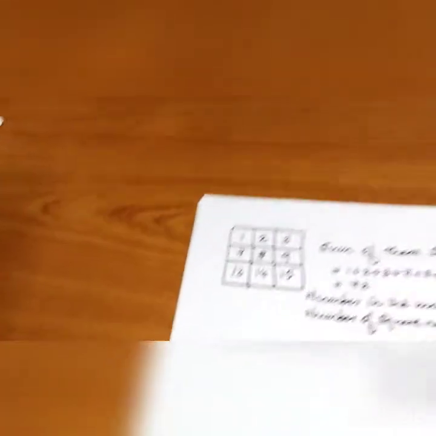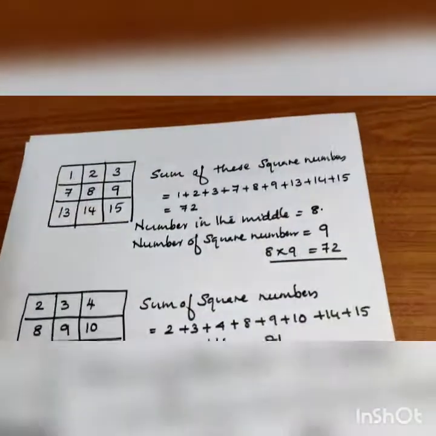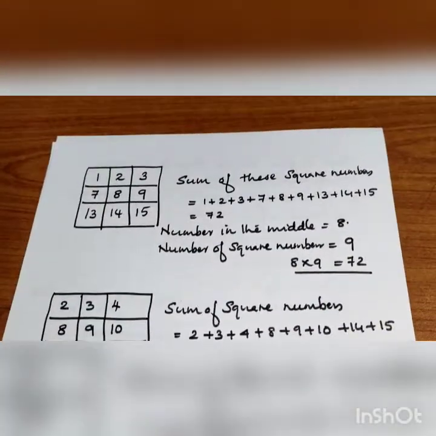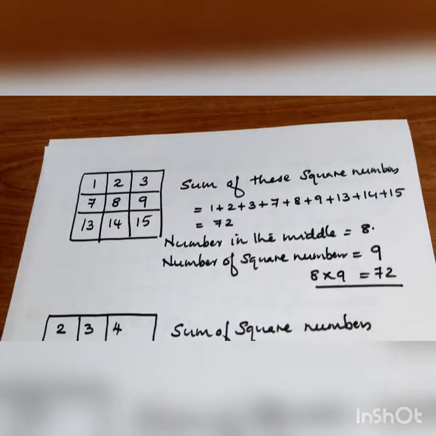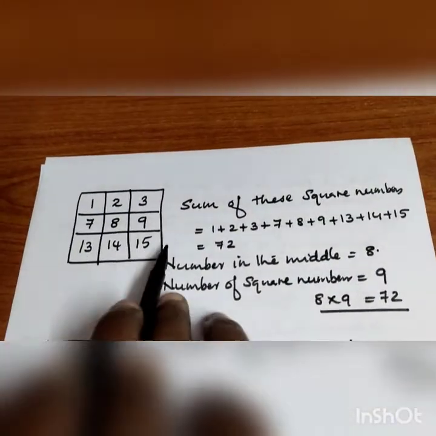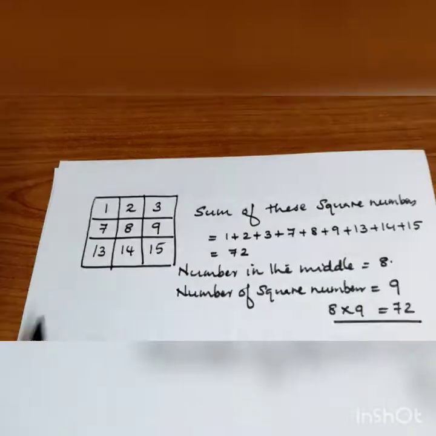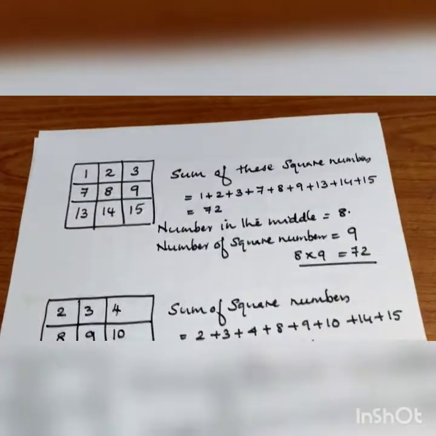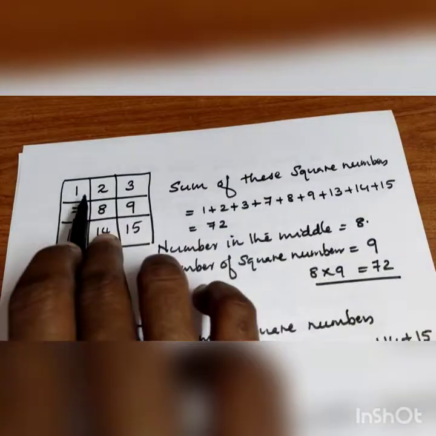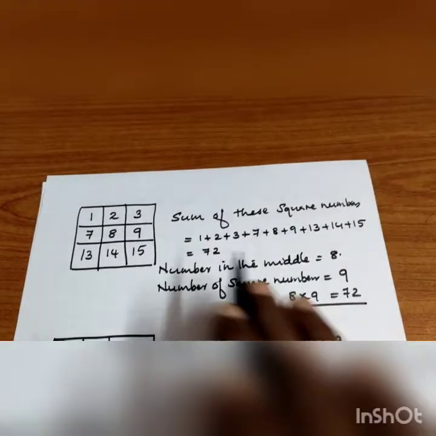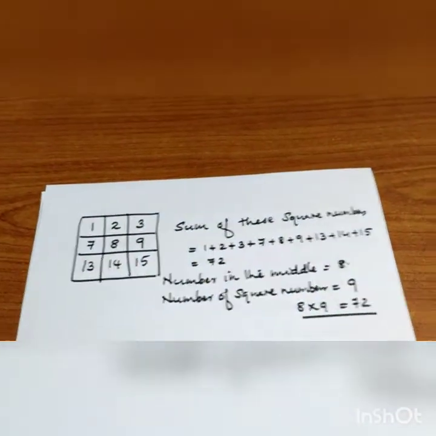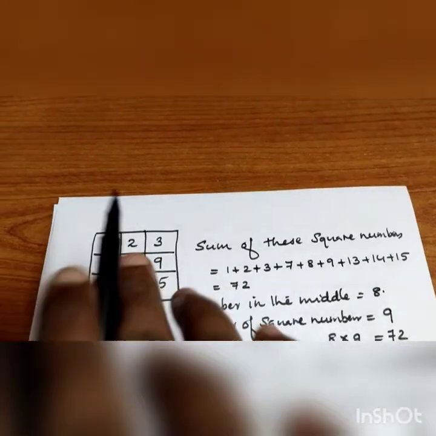Then here we introduce some square numbers. Square numbers means the pattern is like a square. There are 3 numbers on the left, right, top and bottom. Those are the square numbers. Here the numbers 1, 2, 3, 7, 8, 9, 13, 14, 15. Sum of these square numbers: first find the sum of these 9 numbers.